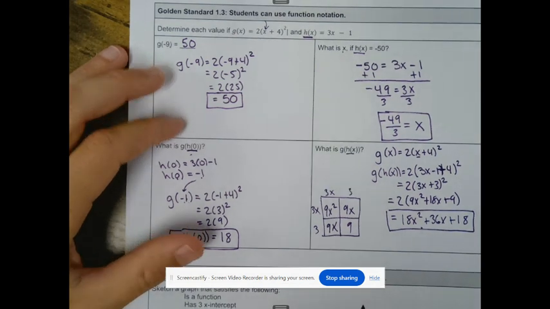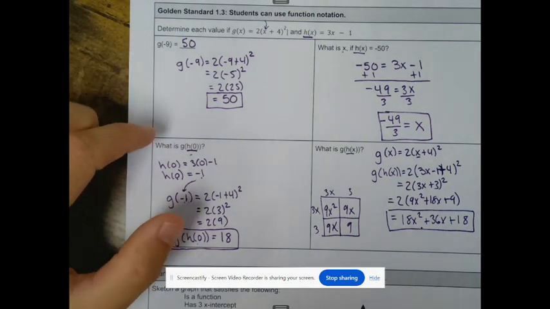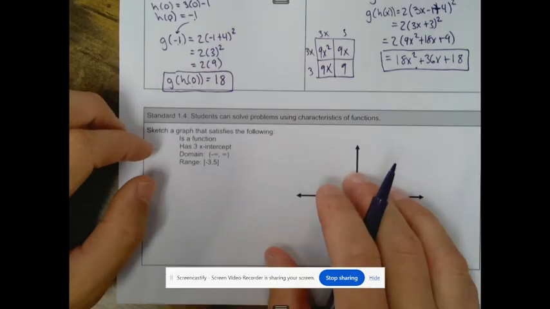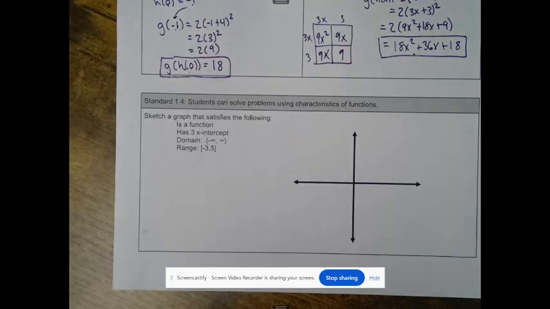All right, let's move on to 1.4. Sketch a graph that satisfies the following. Is a function, has 3 x-intercepts. The domain goes from negative infinity to infinity. The range is negative 3 to 5 inclusive.